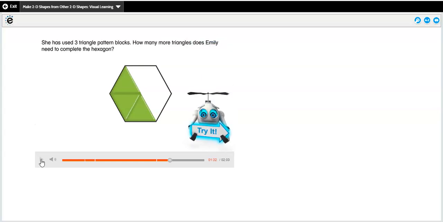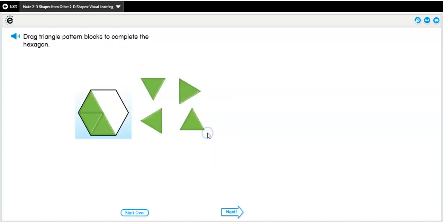Okay, so we need to figure out how many more triangles she needs to fill in the whole hexagon. So we need to fill this empty space. Let's try it. Drag triangle pattern blocks to complete the hexagon. So we're going to start filling the rest of the hexagon. I'll put this one here. That one seems to fit. Put this one here.